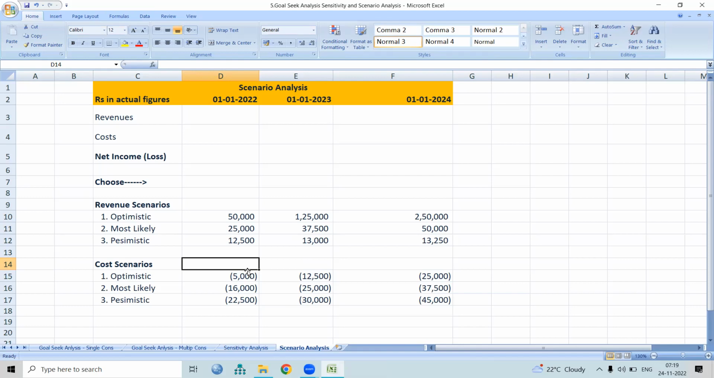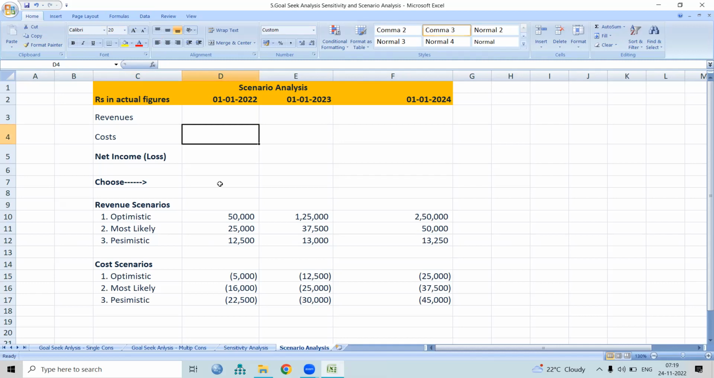When all things go in favor of the company, when everything is in favor of the company, what could be the financial projections? If nothing is in favor of the company, how do you predict the financial projections? And so on, right? So let's understand this case. The revenue scenarios are optimistic, most likely, and pessimistic. Cost scenarios are optimistic, most likely, and then pessimistic, right?